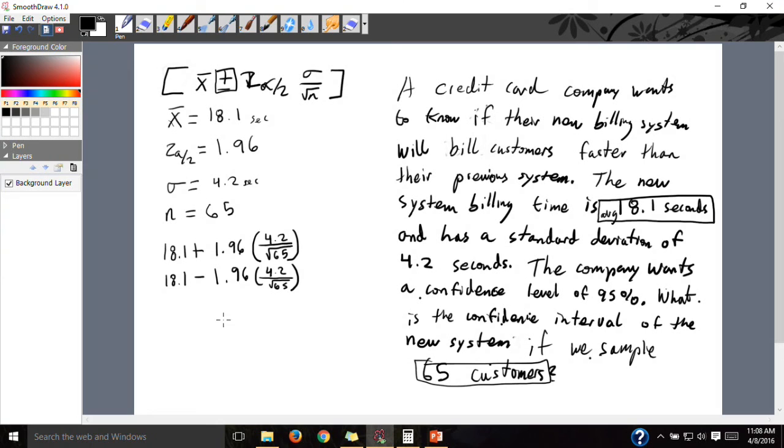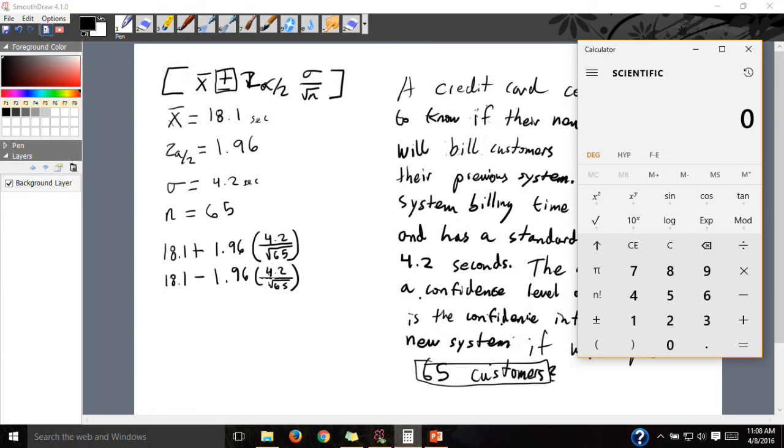Alright, so I've got to do some calculations here. Always do parentheses first. So I've got 4.2 divided by, parentheses, the square root of 65. Close my parentheses, enter. Alright, I got this long decimal of 0.52094. So I've got to multiply that now by 1.96. Alright, so I get 1.021. That value is going to be for both the plus and the minus.